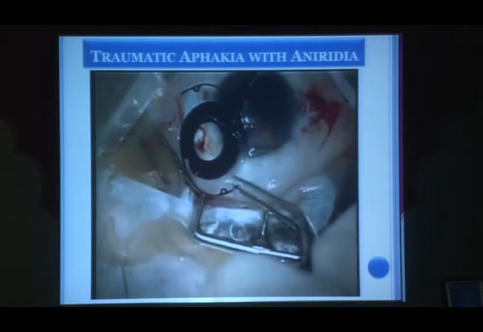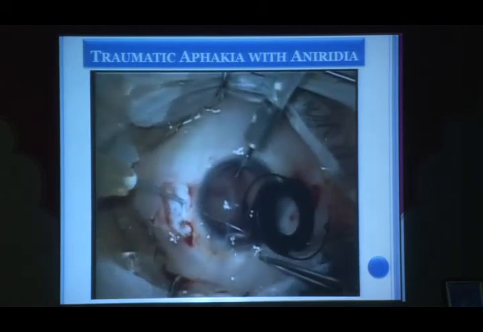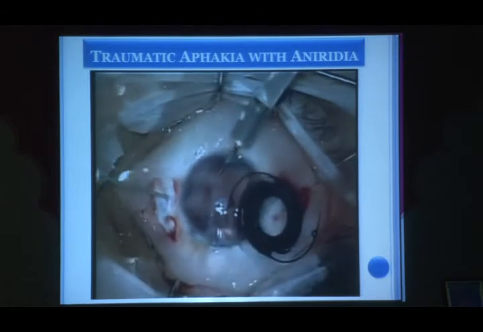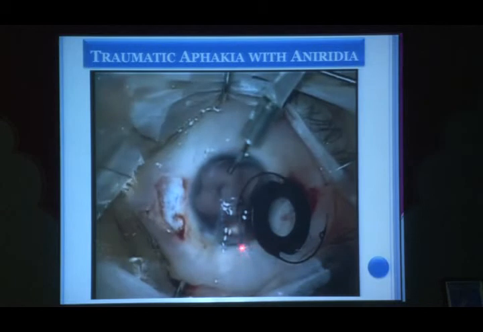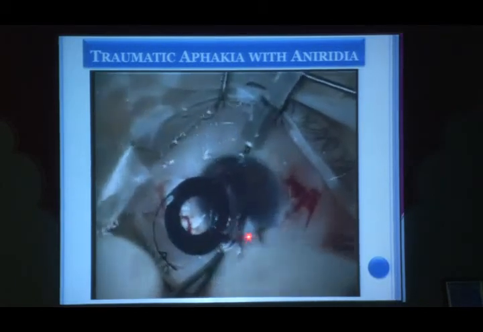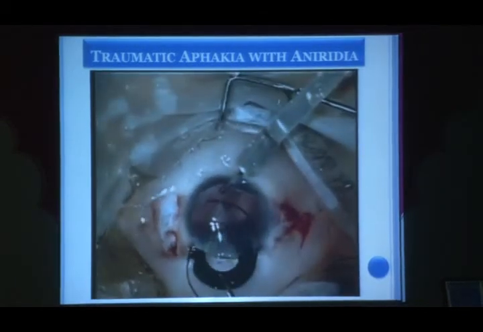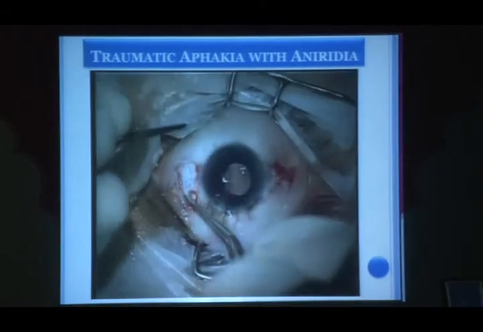Multiple knots are tied around the eyelets, and then the needle is exteriorized from the other groove. Now the incision has to be enlarged. You have to be very careful here because the suture is there, so you have to bring the suture to one side and then enlarge on the other side.